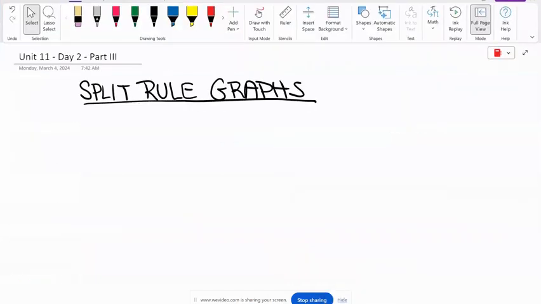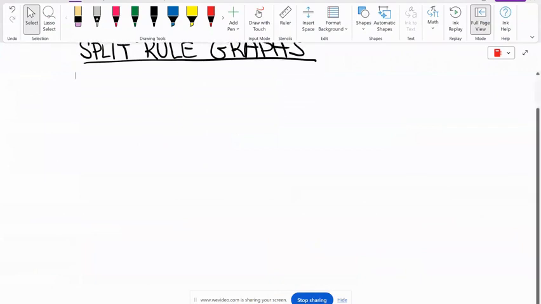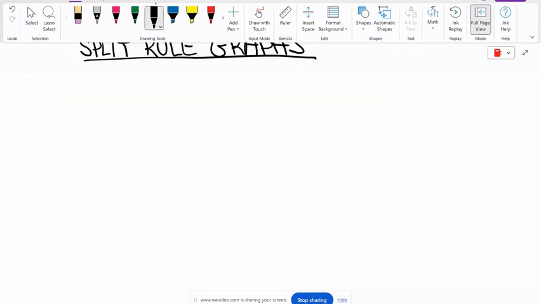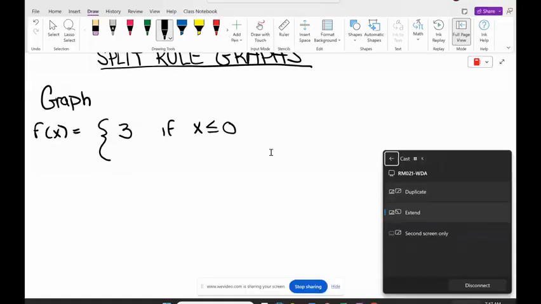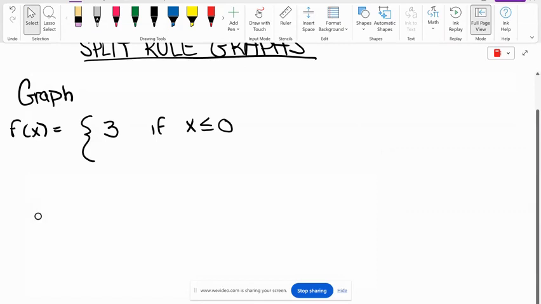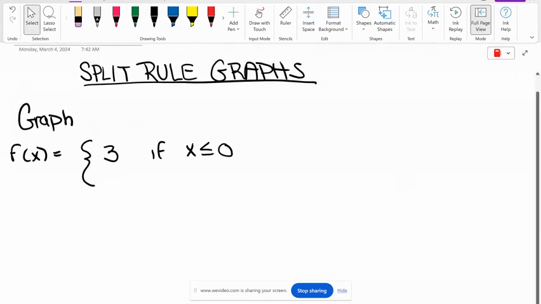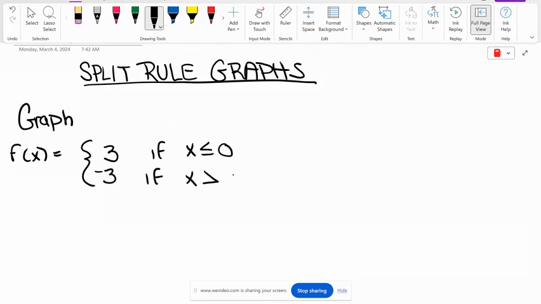Now we're ready. Okay, so we're doing split graphs. What we're going to do is, let's just jump right into an example. I want us to graph f of x is equal to 3 if x is less than or equal to 0, and -3 if x is greater than 0. So I'll give you a second to write that down.